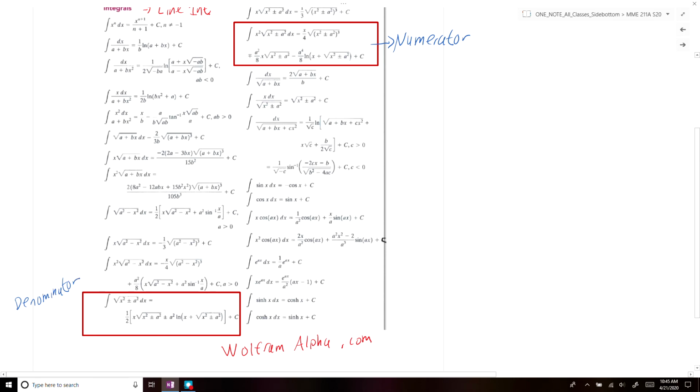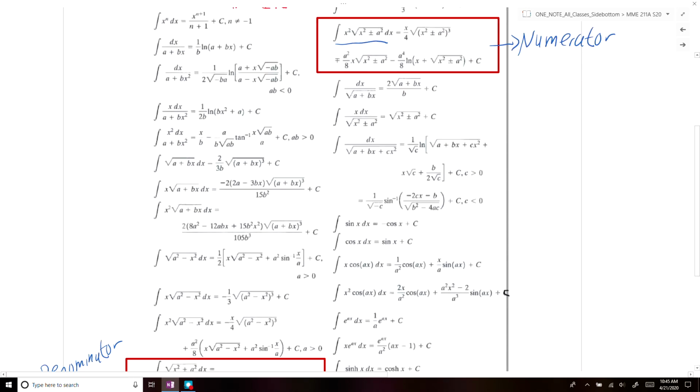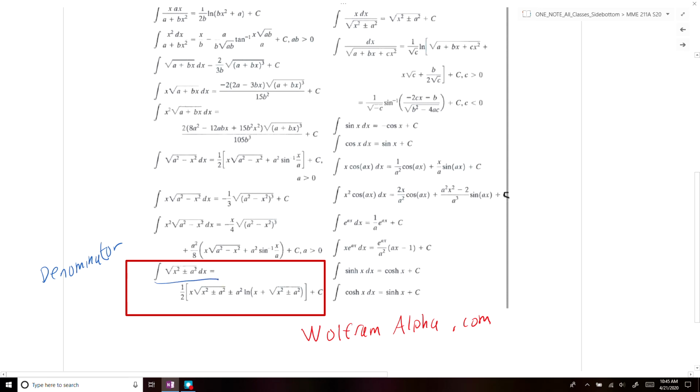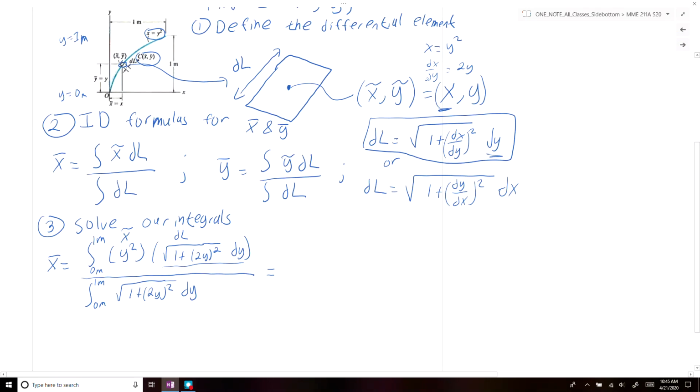Alright, so in our case, we need to write our integrals in terms of this form here and this form here. So let's do that, and then we can evaluate our integrals. In order to do that, we have to rewrite our equations like this. So we're going to bring out a number 2. If we do that, we would end up with this equation here.